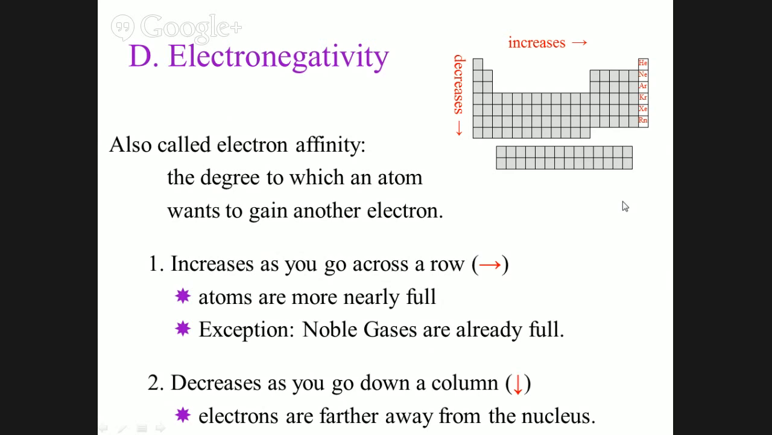Otherwise, they pretty much do the same thing. So electronegativity, which is also called electron affinity, is the degree to which an atom wants to gain another electron. And as I mentioned, noble gases are already full, so they're not included. They don't want to gain anything extra. However, those halogens right next door, so that one would be fluorine, for example, they only need one more to get full.